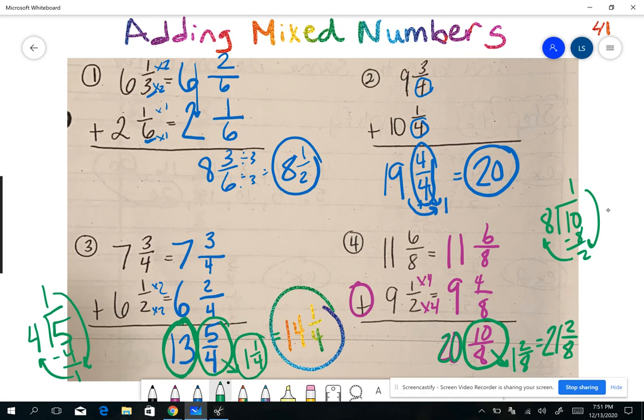That was just like example 3. However, there's an extra step here because this can be reduced. I can simplify that by dividing them both by 2. So don't forget that whole number. You get 21 and 1/4. Final answer.